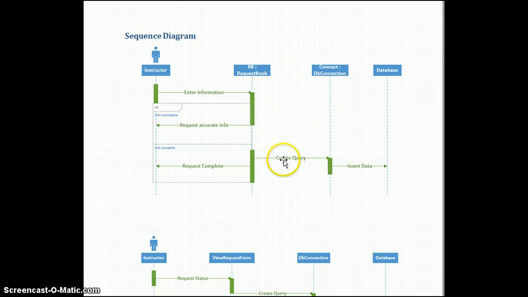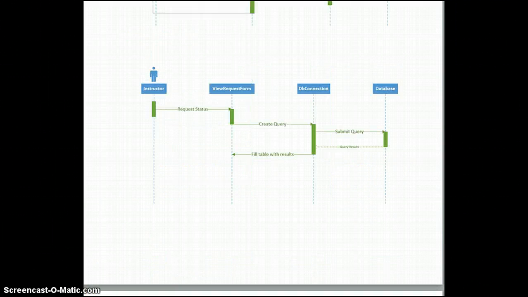And over here, in this transaction that's going on, the database gets connected and if all requirements that were inputted are correct, then the data will be inserted and the request would be complete. In this sequence diagram right here, it's showing that the instructor wants to know the request status. So they go into the view request to see if the request of the book was successful.